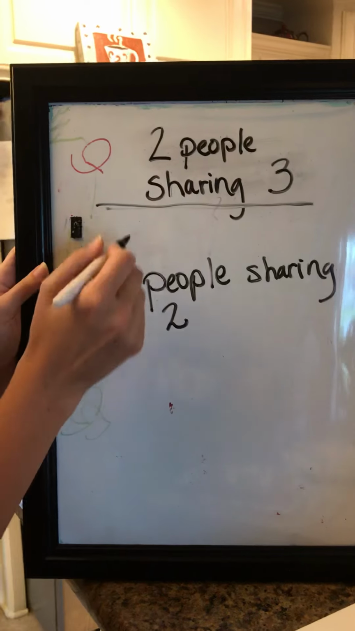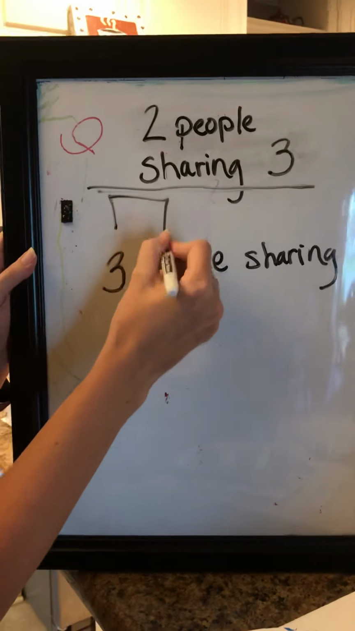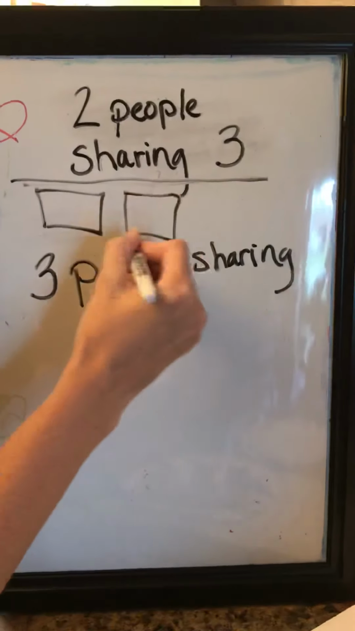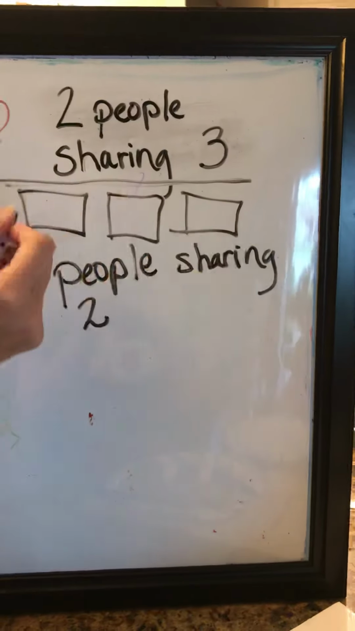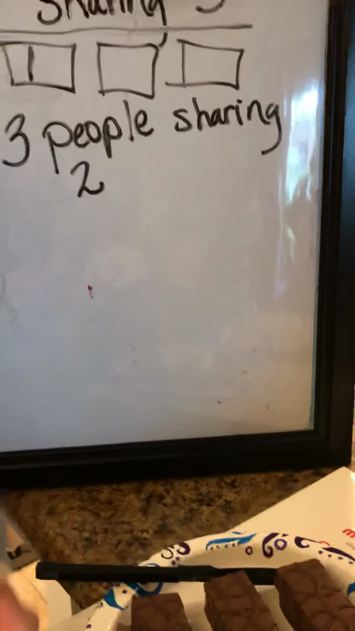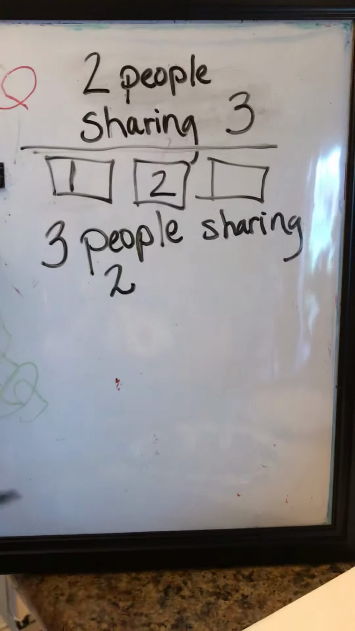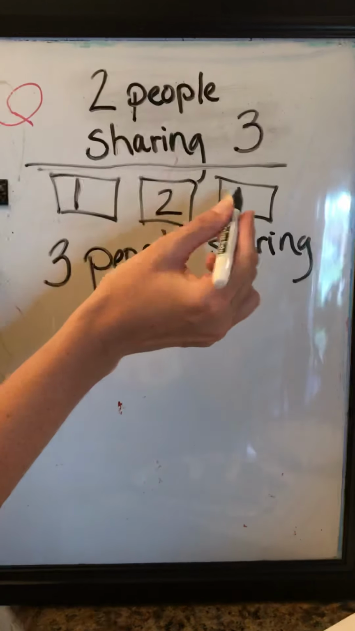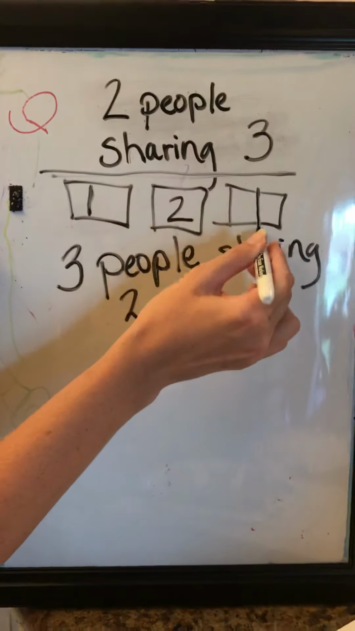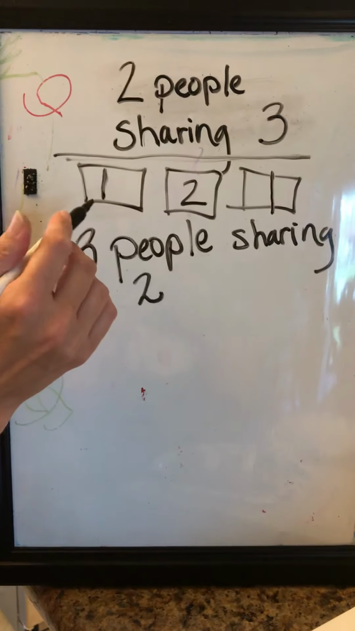So I could also draw a picture showing this. So I'm going to draw my three Little Debbie cakes. And the first person will get one whole one. So I can think about that here. The second person will get a whole one. And then I'll have one left that I need to split equally. So I'm going to cut it in half so that they will each get 1.5.